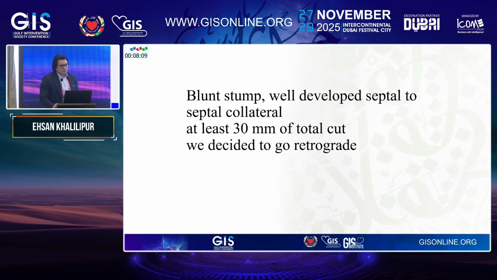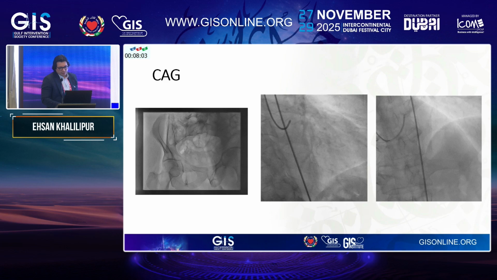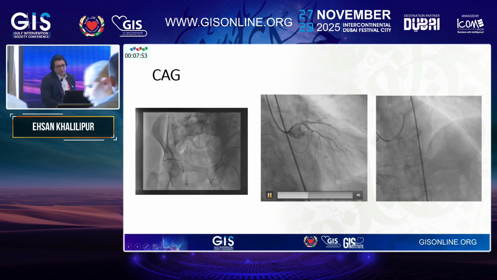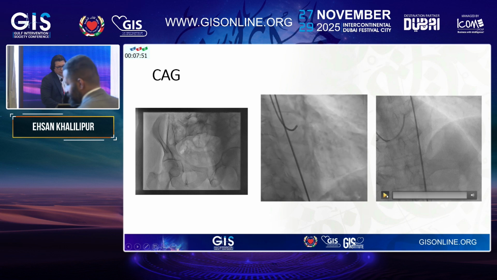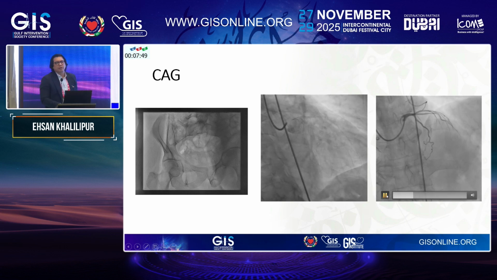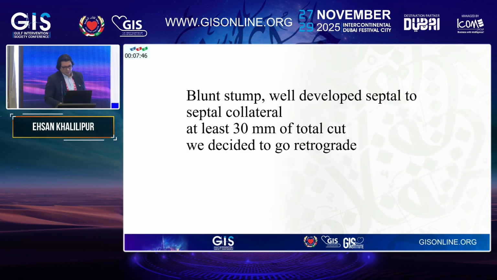As the case showed, it was a blunt stump, a 30 millimeter total occlusion. We decided to go retrograde as we were worried about damage if we performed ADR in the first part of the LAD, to the very large septal and very large diagonal. So we decided to go retrograde from this ipsilateral collateral.